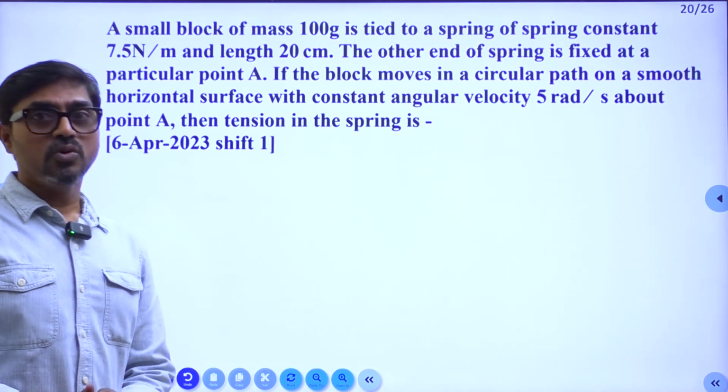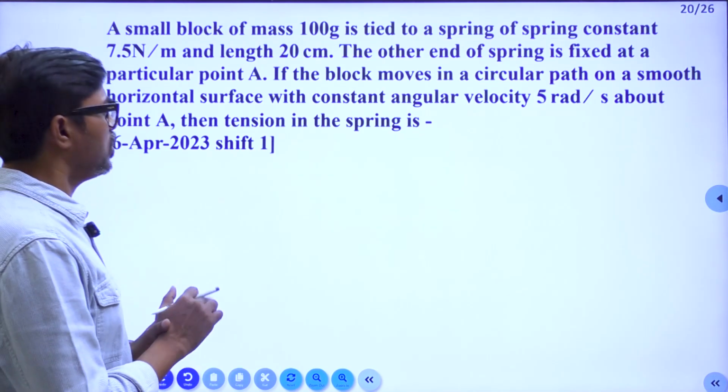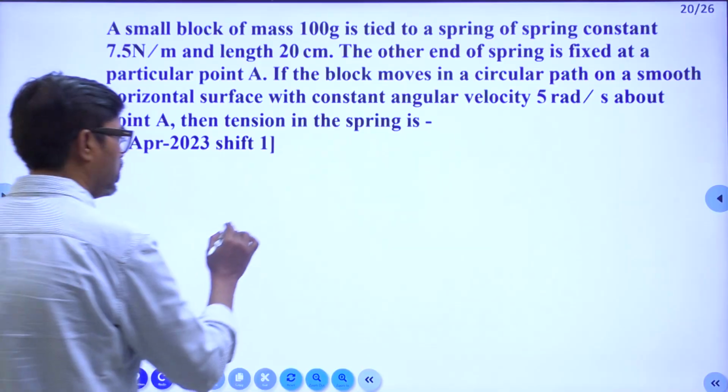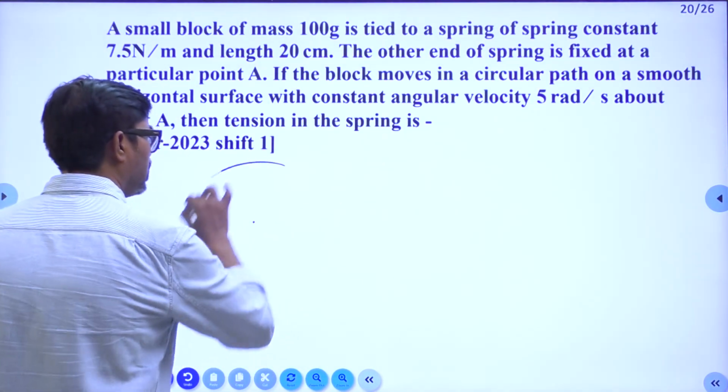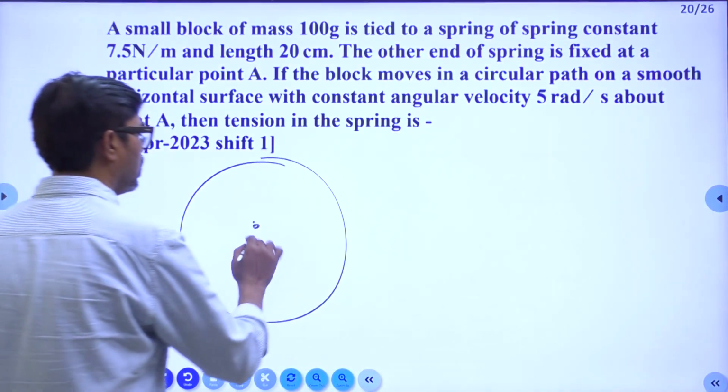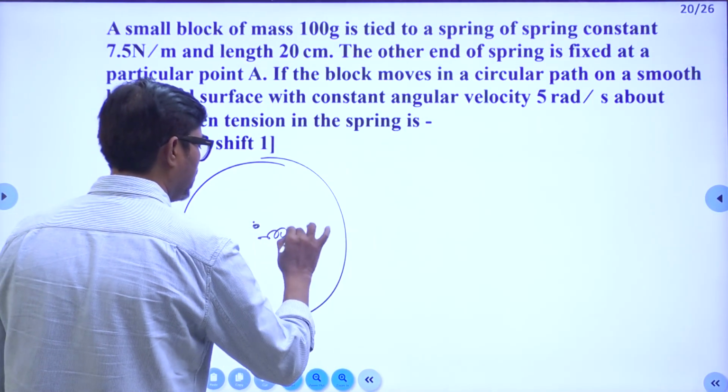So this is also a very good question. I don't know why students are missing out a lot. It's a simple question, but you need to have a little idea. So basically the particle is moving in a circular path. Okay, first part is it is a circular path. And what is connecting it? Only the spring here, not a string.